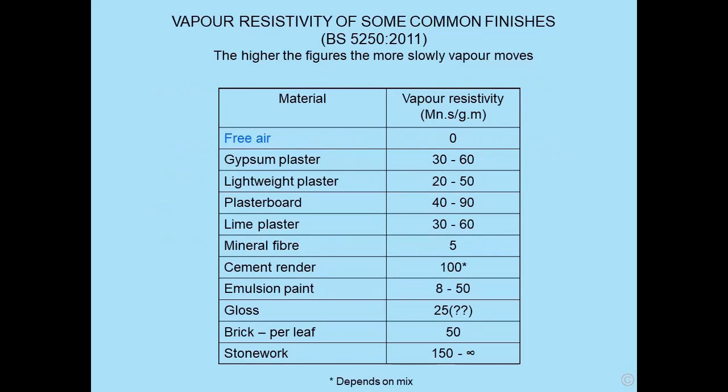Different materials will resist the movement of water vapour to a greater or lesser extent. The higher the figures, the more slowly the water vapour moves. And we can see in this figure, vapour resistivity in free air is nothing. There's no resistance, and pretty minimal in mineral fibre. The rest vary. But the important thing to bear in mind about vapour resistivity is that it's additive. Each of those, if they were built on top of each other, adds, so it becomes additive and more vapour resistant.